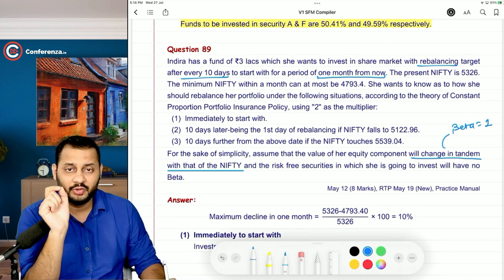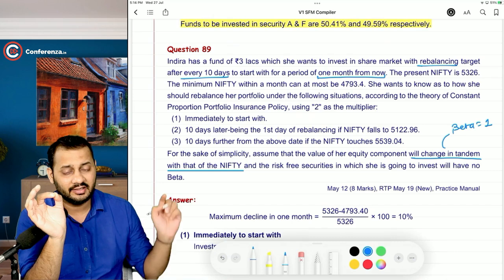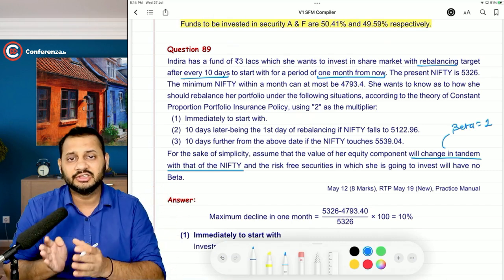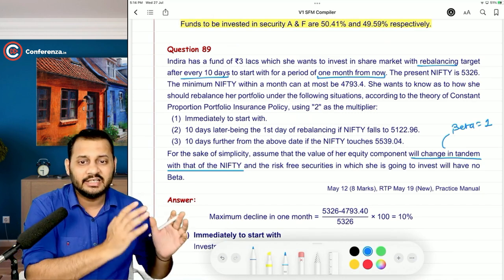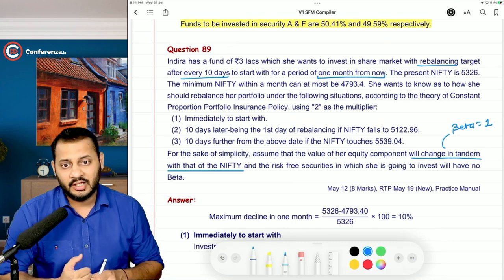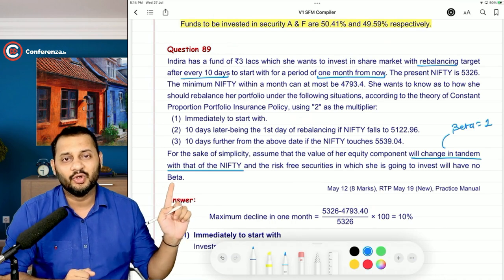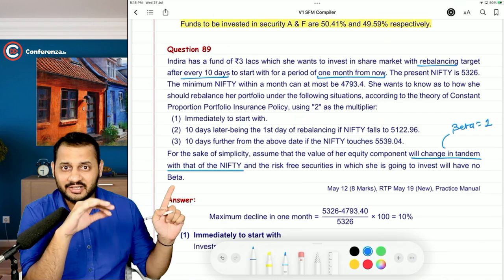In short, they want to tell us that the beta is 1 because they are clearly saying that the change in the Nifty will be exactly equal to the change in the equity component. Sorry, the change in equity component will be exactly equal to the change in Nifty, which is where the beta is 1. And the risk-free security in which she is going to invest will have no beta. In the second part, they have specifically mentioned that there is 0 beta.